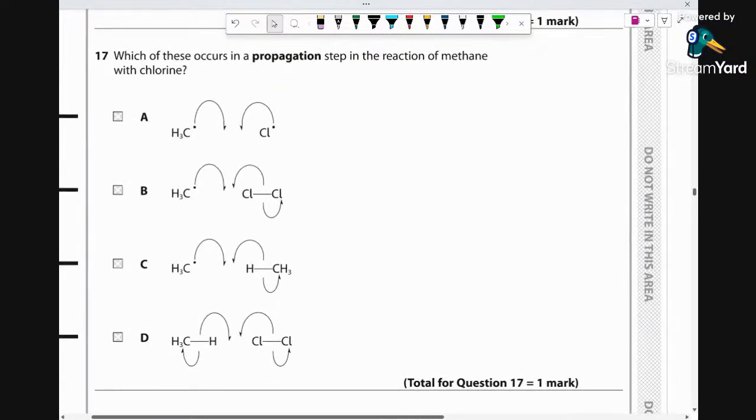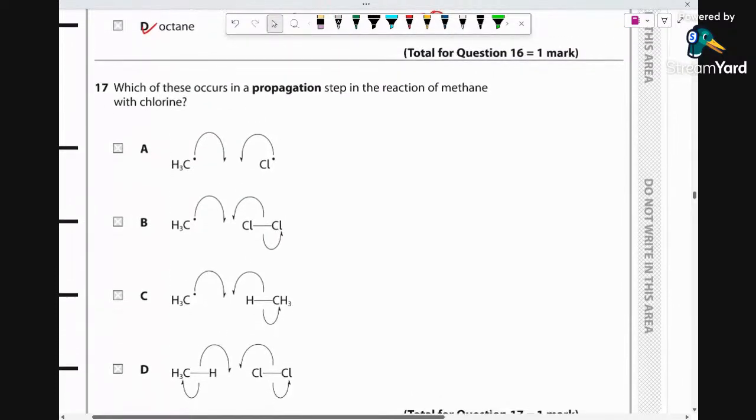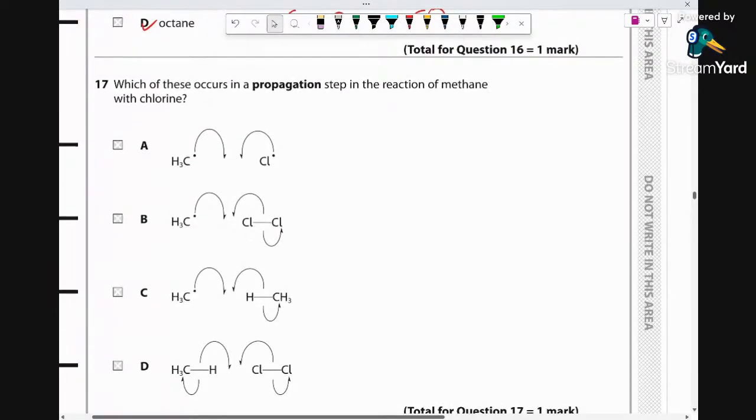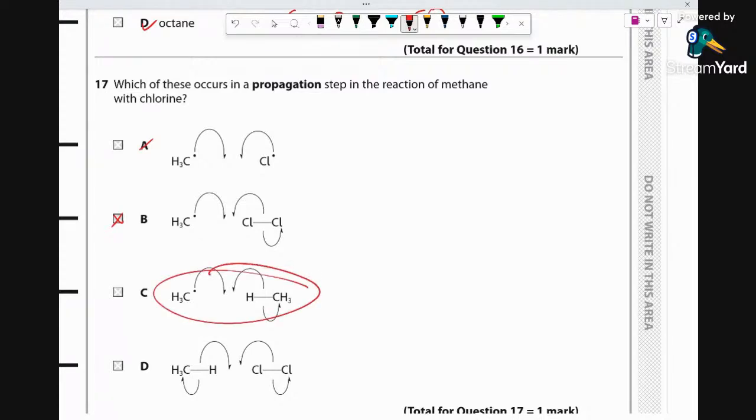Which of these occur in the propagation step of a reaction with methane? Okay, so number 1 is not a propagation, it's a termination. This one is a propagation, and that one does occur. You never see this particular step in the mechanism, by the way. It's a weird thing to do. Technically those are correct, so B is a possibility. Just checking the others, why these might not happen. This one doesn't count because they're forming the same products.